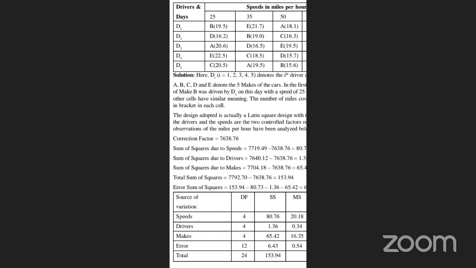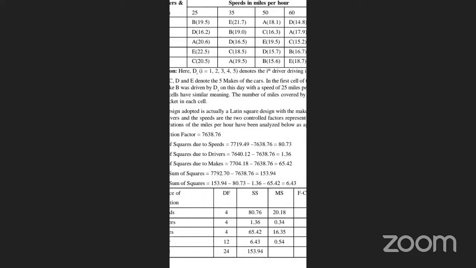Yes sir, audible. How did the correction factor come, 7638.76? I told you in yesterday's class, 76.38, the grand total. Sum of squares of seeds, that is the totals, 7719 by 49, 7638 by 76, minus we are doing, 80.73.